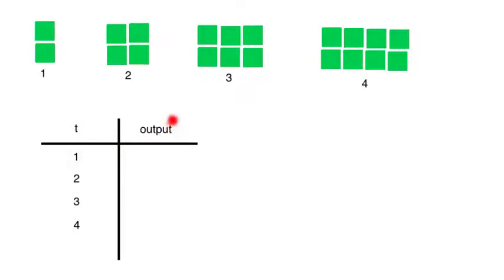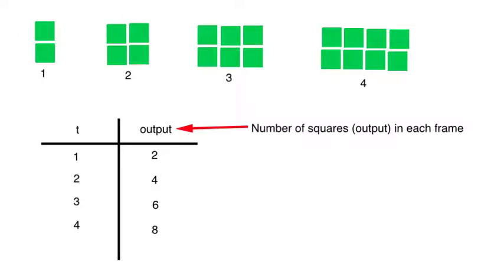total number of squares. So for example, if we look at the first frame, there are 2 squares. Okay? If we look at the second frame, there are 4 squares. Okay, I know I'm writing big. If we look at the third frame, there are 6 squares. And if we look at the fourth frame, there are 8 squares.